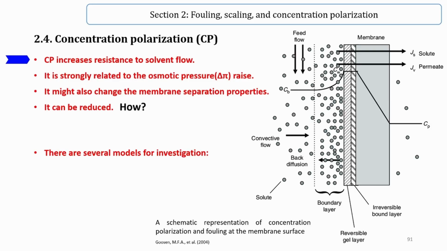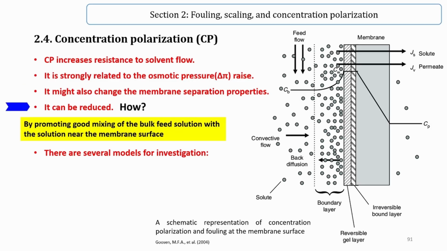Concentration polarization increases resistance to solvent flow and thus is responsible for the water flux decline observed in many membrane filtration processes. It is strongly related to the osmotic pressure rise, increase of resistance to permeation such as gel formation, and fouling susceptibility. It might also change the membrane separation properties, for instance due to surface charge variations.